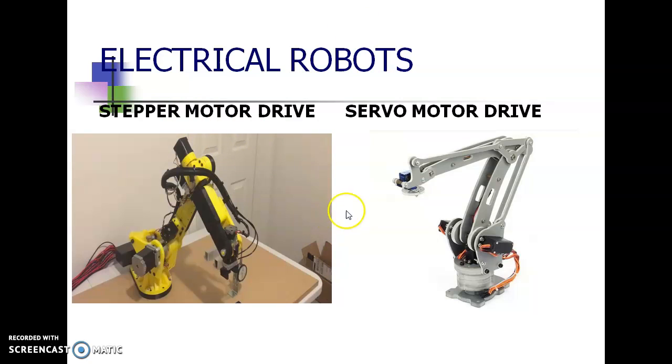So here you can see two kinds of robots. This is again an electrically operated robot, but the drive used is a stepper motor. Normally this is an open loop drive system. This is the stepper motor. The second one, which we have seen, is the servo motor drive. So this is for closed loop applications, where we are using servo motors.